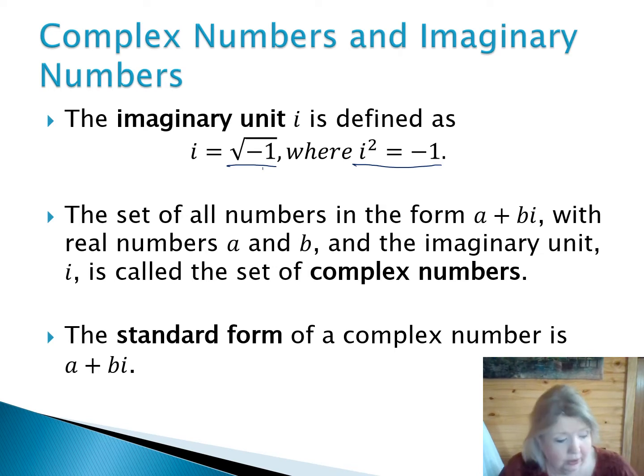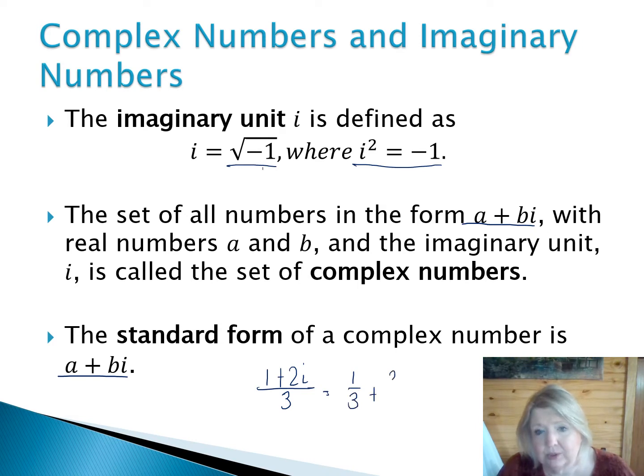Now, the set of all numbers in the form a plus bi, with a and b both being real numbers and the imaginary unit being i, those are my complex numbers. That is the set of all complex numbers, a plus bi. And a plus bi is the standard form for a complex number. So when you give an answer, we don't want it to look like (1 plus 2i) over 3 because that's not standard form. Standard form is going to be 1 over 3 plus 2 over 3 i.